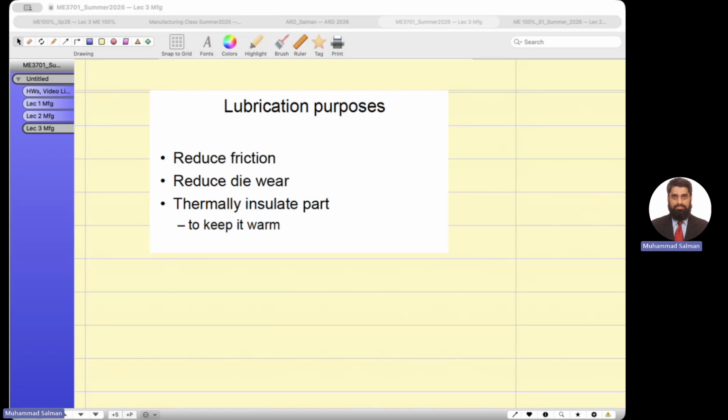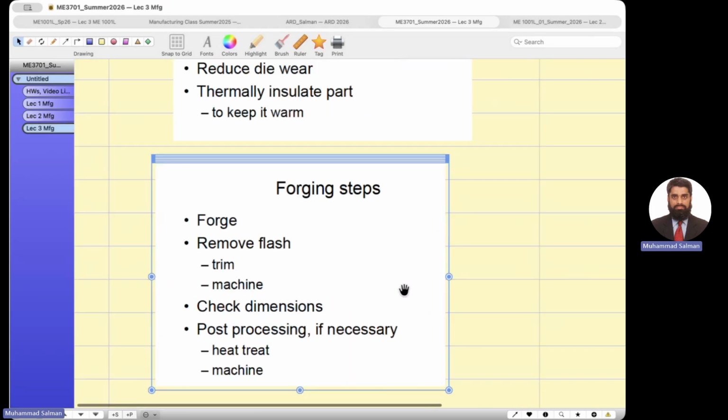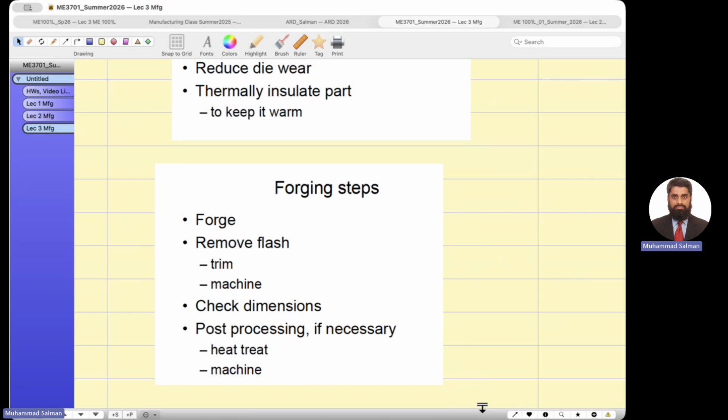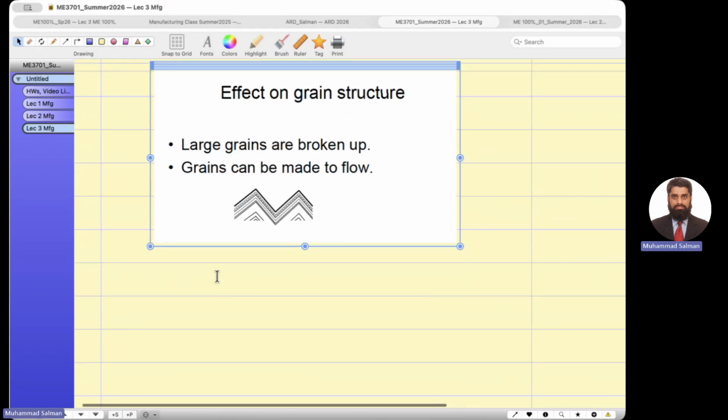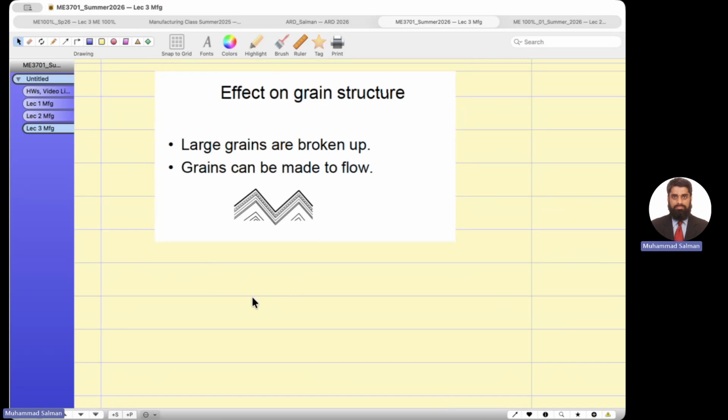Then the next step is the forging force. And after we do the forging, we remove the flash, the trim off. I mentioned earlier the extra flash which comes out of the closed die. It needs to be removed either by machining or by cutting. Check the dimensions, or if you want, heat treat it. Some microstructure changes: the grains become more uniformly distributed. When they are uniformly distributed, they have more strength.